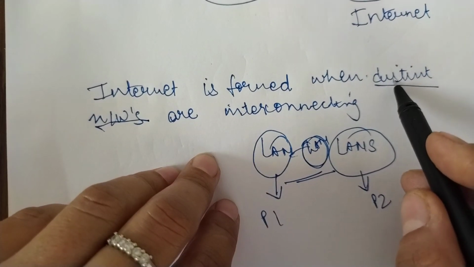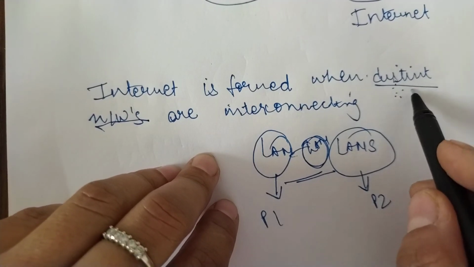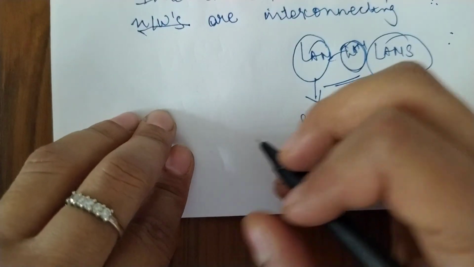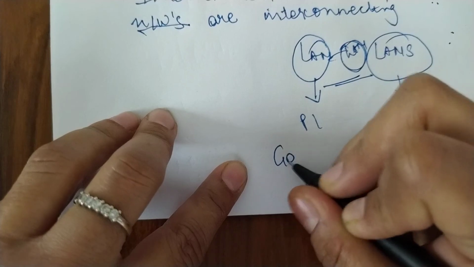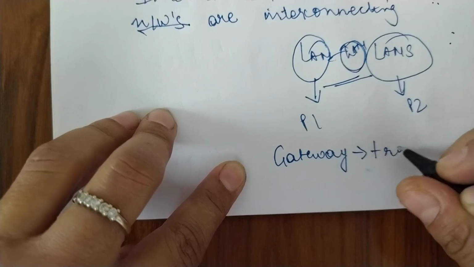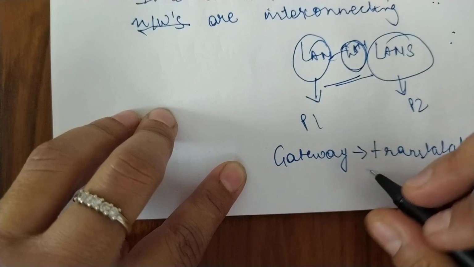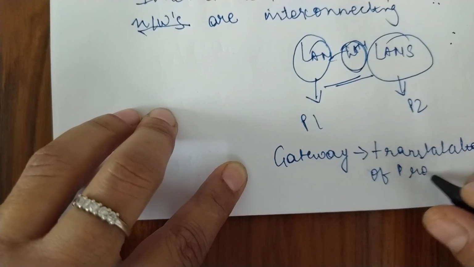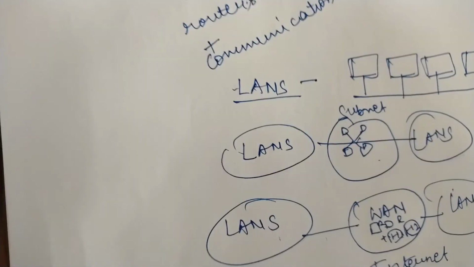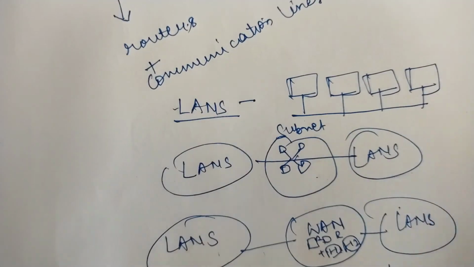Distinct networks are those networks which are using different hardware and software configurations, and hence they are using different protocols. And which is the most important device for the connection of two different networks? Gateway, because it does the task of translation of protocols for two incompatible networks. So this is the definition of an internet or an internetwork.